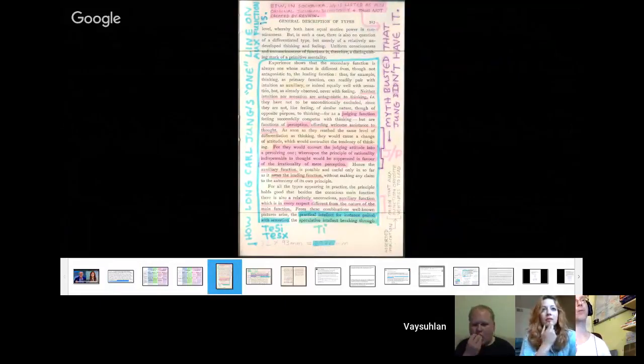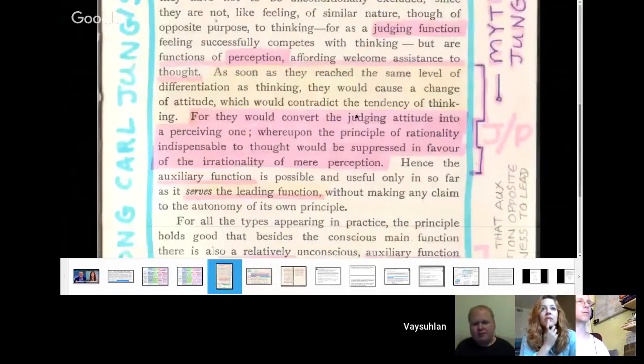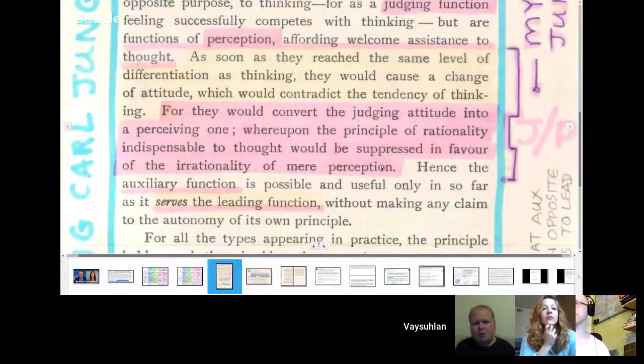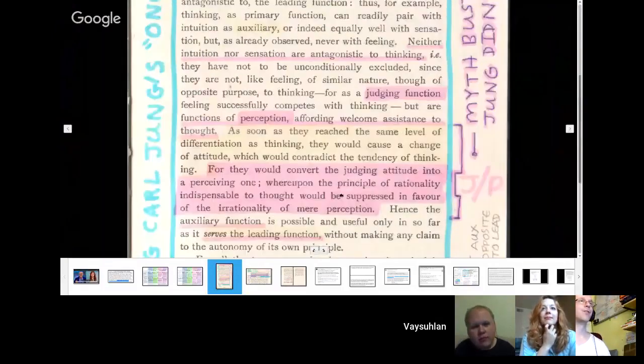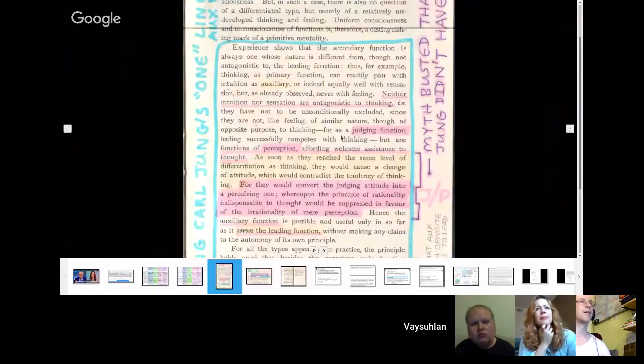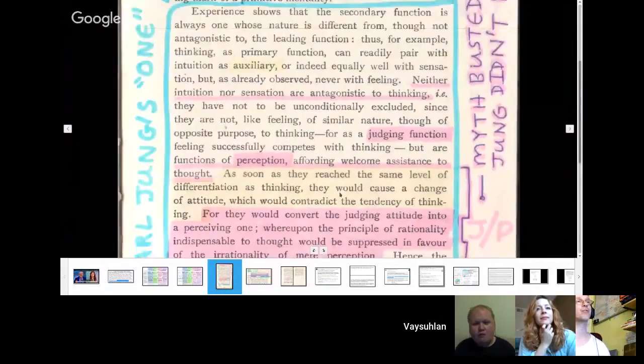I'll just make a quick point. There is a myth that Carl Jung didn't have JP, like the MBTI created it. Well, there it is. So JP is a thing, right there. This is from Psychological Types.